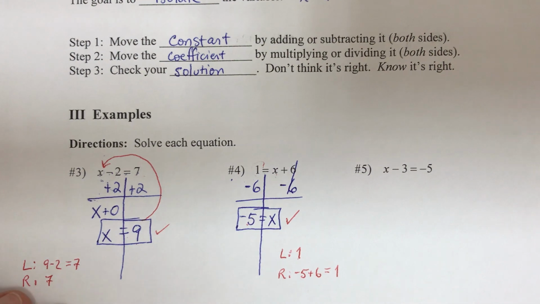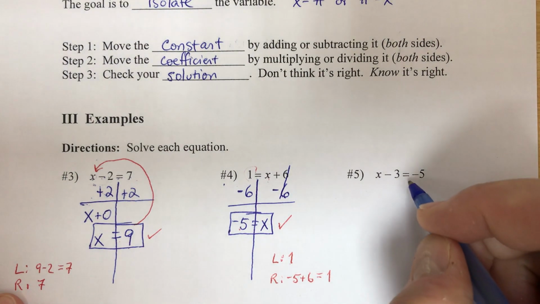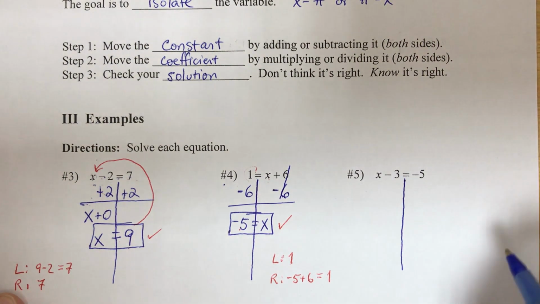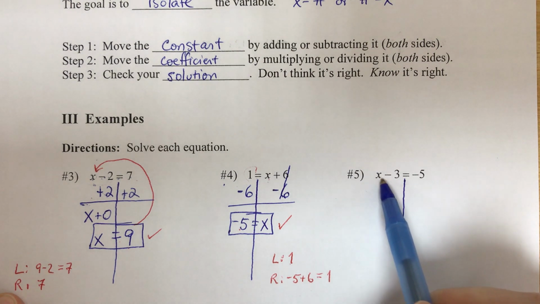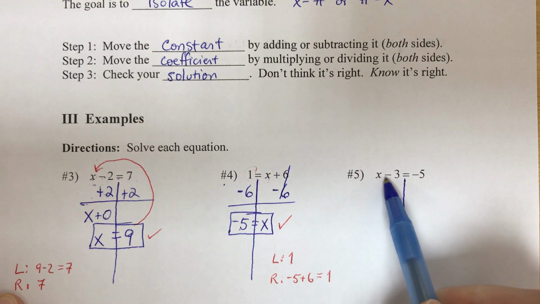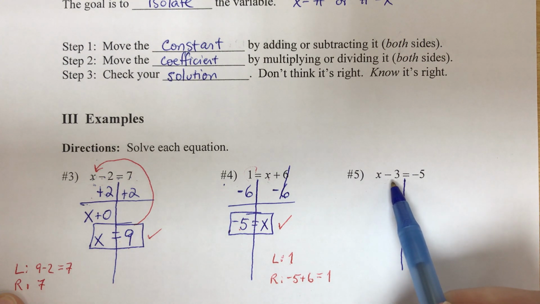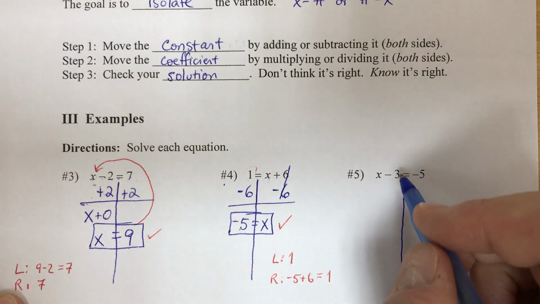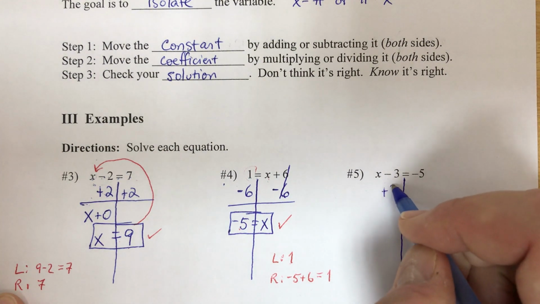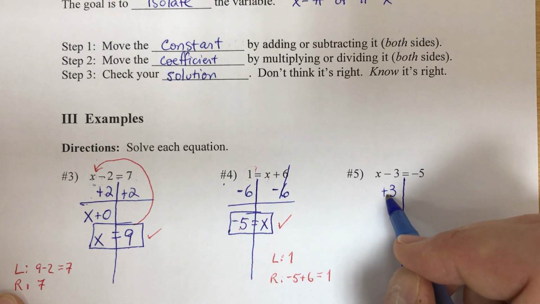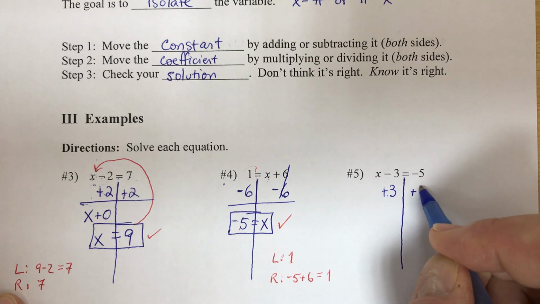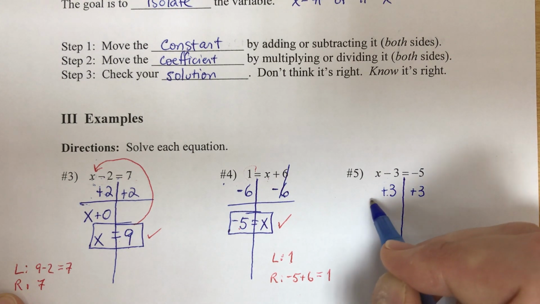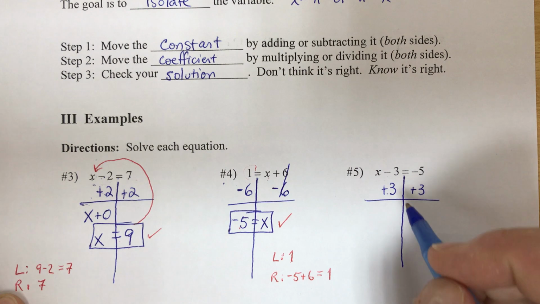All right, and then number 5. All right, where's the x? X is on the left side, so we're going to start from here. Now we have x subtract 3. We want to move that constant to the other side. To undo subtraction, we will add, but whatever I do to the left side, I must do the exact same thing to the right side. So plus 3, plus 3.